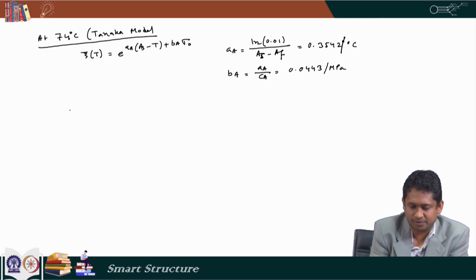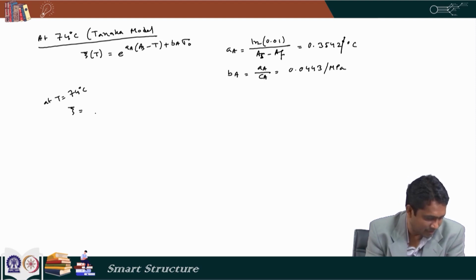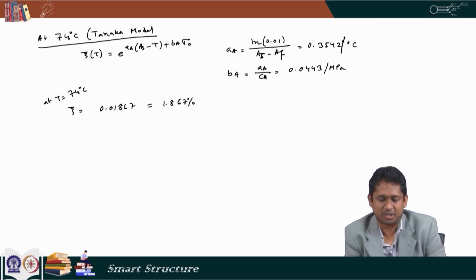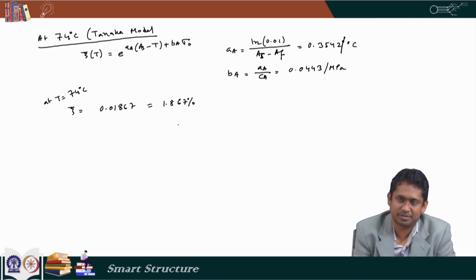So, if I find out xi here and if I put all the values here, so at T is equal to 74 degree centigrade, our xi comes to be 0.01867, and in percentage it comes to be 1.867%, which means that austenite formation is about to finish. Initially during the martensite, the martensite content was 100%, now it has reduced to 1.867%.